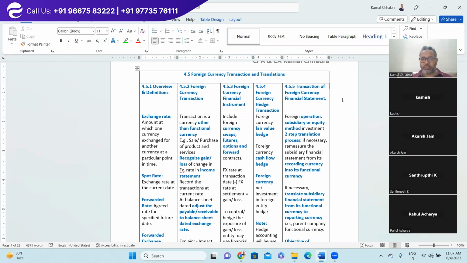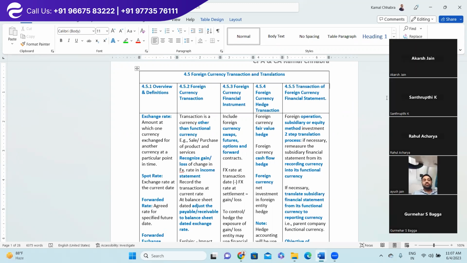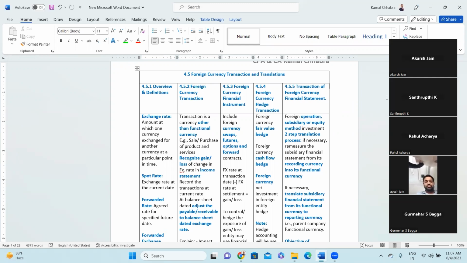Ayush, Rahul, Gurmeher. Sir, I have read spot rate in my MBA. Did I miss something? Do you know what is spot rate? Spot rate. Have you heard this term before? Santrupti, Rahul, Ayush, have you heard spot rate? What is spot rate? Any idea?